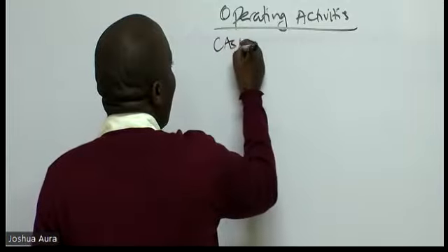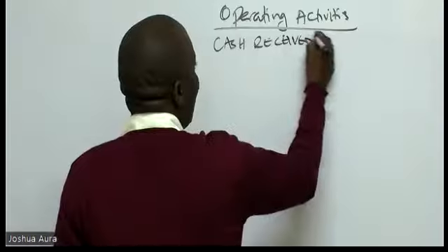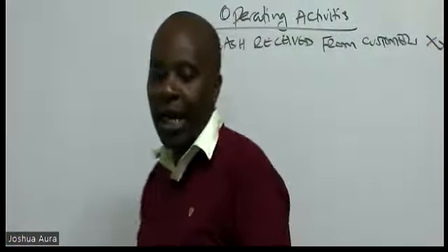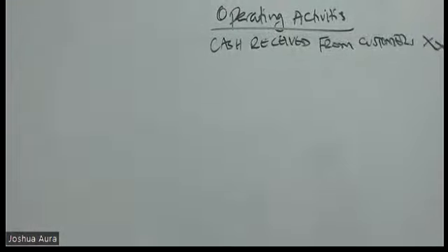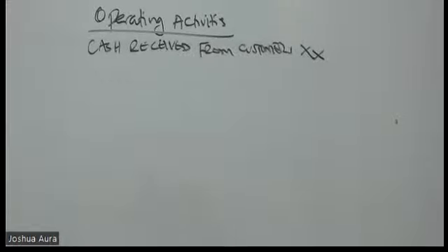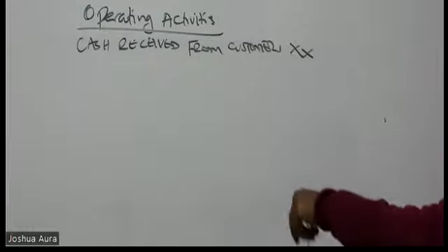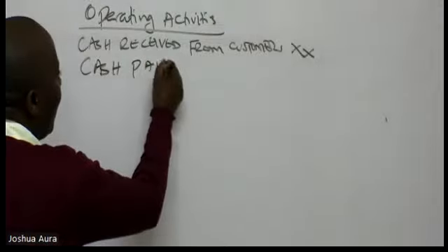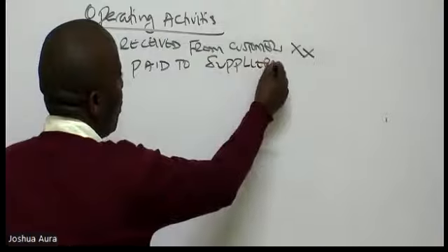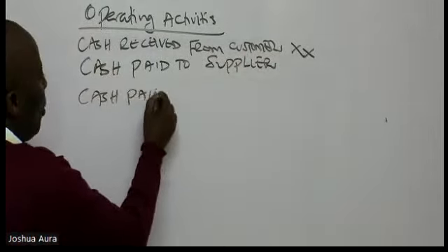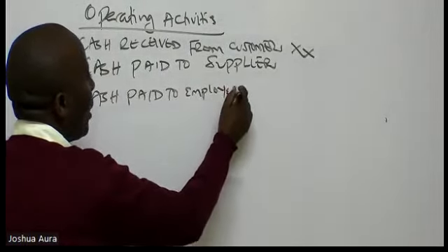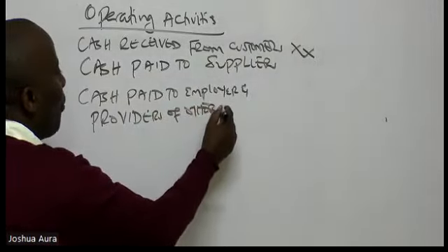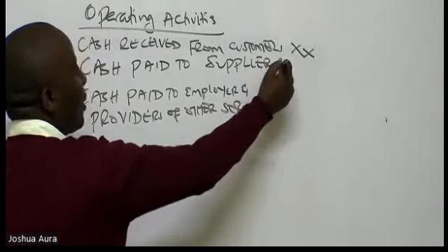Number one, we are going to mention here cash received from customers. This is a very important component. And then we have cash paid to suppliers. And then lastly, we have cash paid to employees and the providers of other services. Those three.